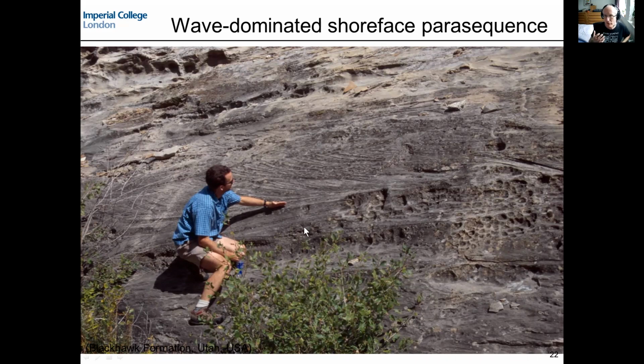So these trough and tabular crossbedding, these record dunes migrating. And these dunes are moved by fair weather waves. So that can seem a bit counterintuitive. How can waves going backwards and forwards generate dunes which migrate in a single direction? Okay, so let me try and explain that.